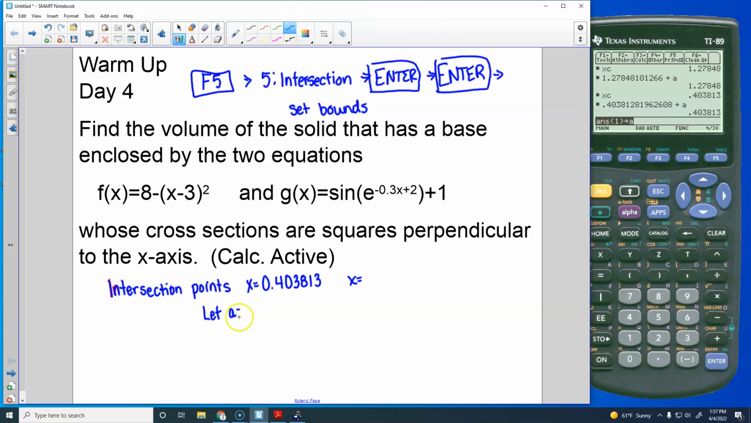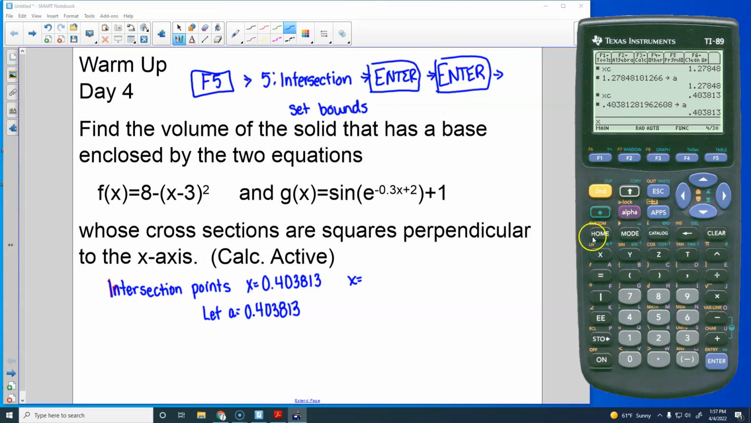And so on free response questions, I would suggest that you do this. I'm going to say let A equal 0.403813. You're going to type XC, and hit enter so that it has that number on the line. And then once you have done that, you're going to hit the store button. STO? Yep. And then alpha, whatever letter you want to use. I used A here.